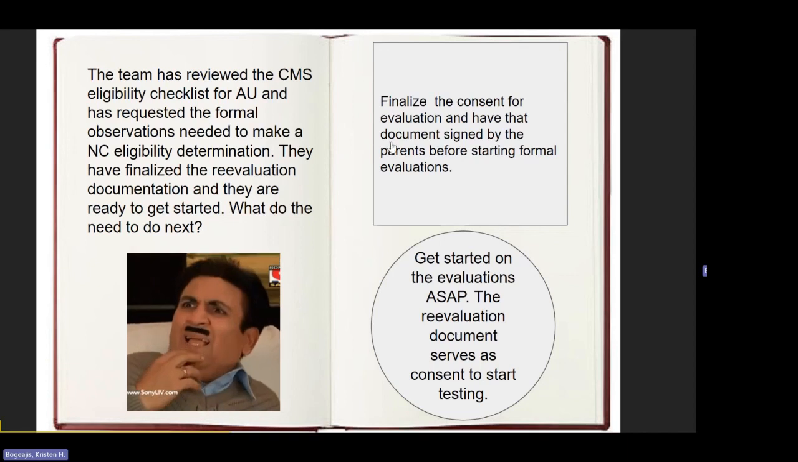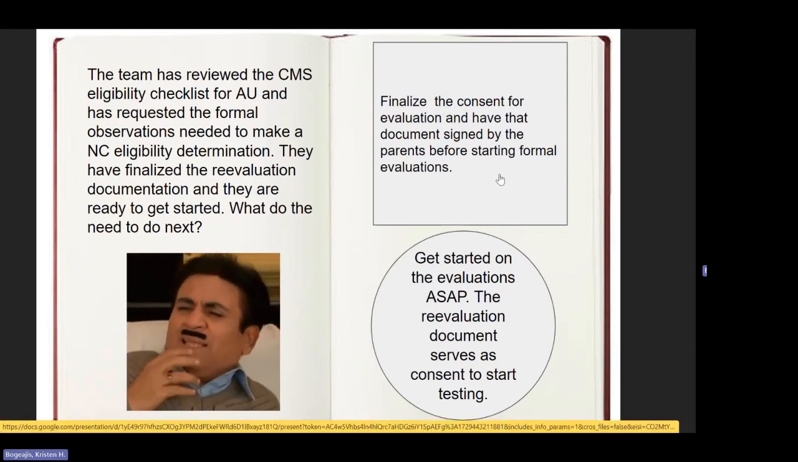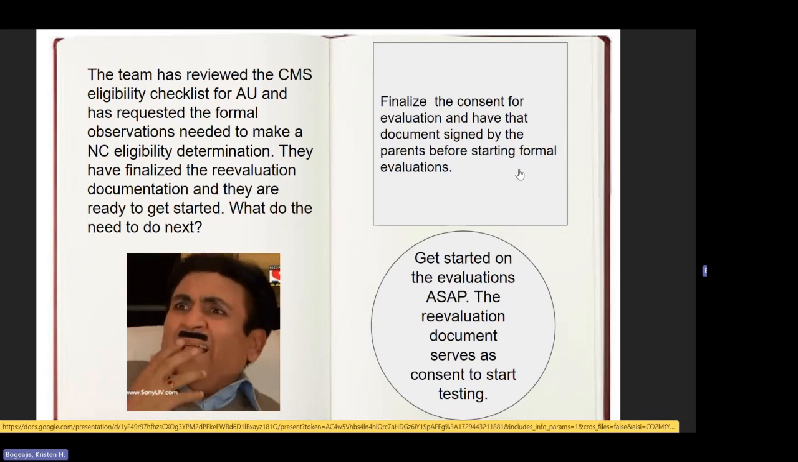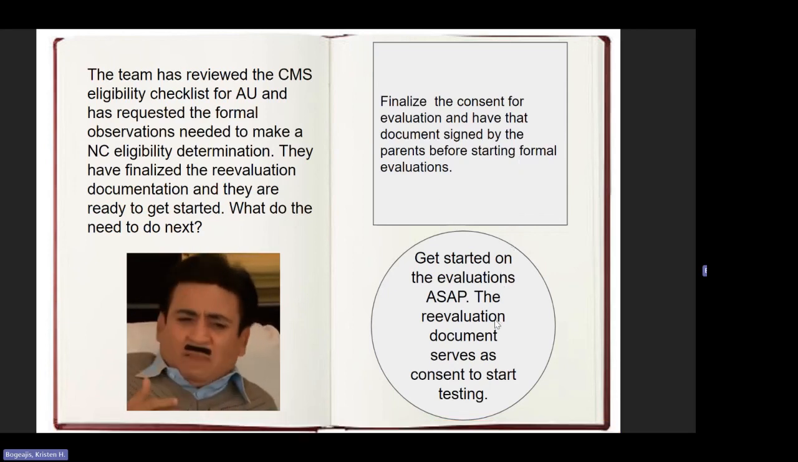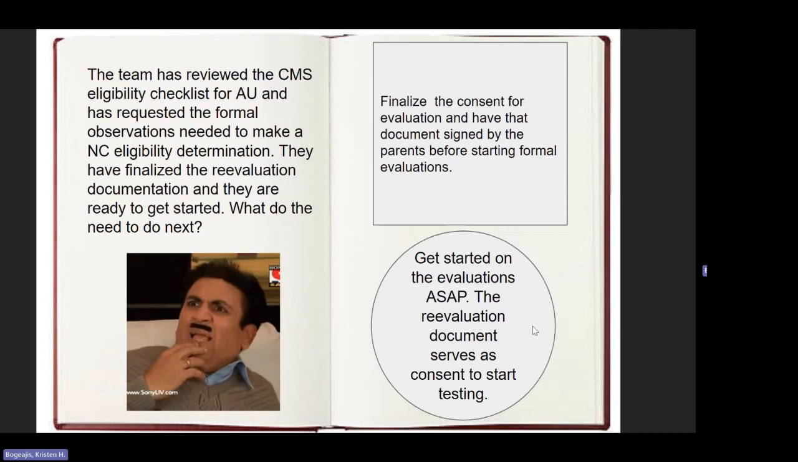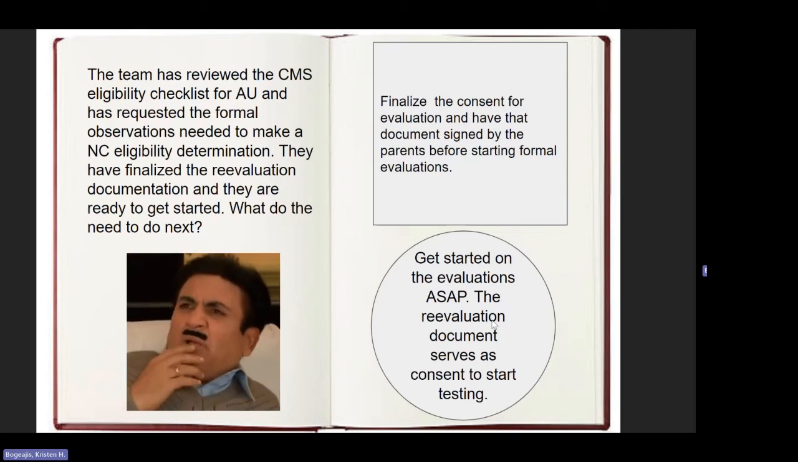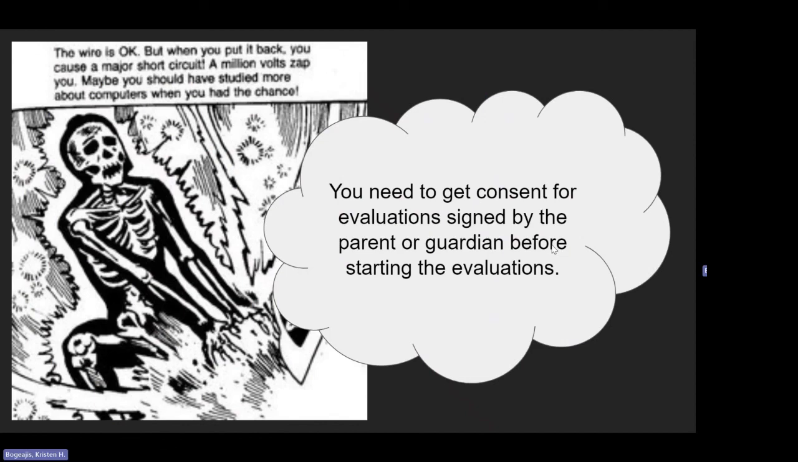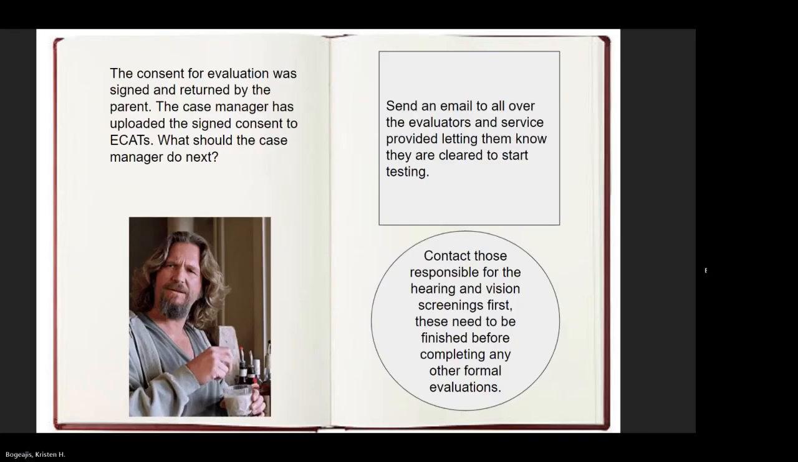What do they do next? Do they finalize the consent for evaluation and have the document signed by the parents before starting formal evaluations? Or do they get started on the evaluations ASAP? The reevaluation document serves as consent to start testing. You need to get the consent for evaluations signed by the parent or guardian before starting evaluations.